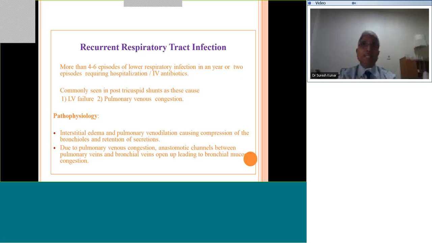So if the pulmonary veins are distended, it is at the expense of the space for the bronchioles. And remember, bronchioles at this level have no cartilage, so they are readily compressed. So an interstitial edema can readily compress the terminal bronchioles. This will cause wheezing. It will also cause retention of secretions. And when there is a chronic pulmonary venous congestion, anastomotic channels would open up between the pulmonary veins and the bronchial veins, leading to bronchial mucosal congestion. And this congested bronchial mucosa invites infection.